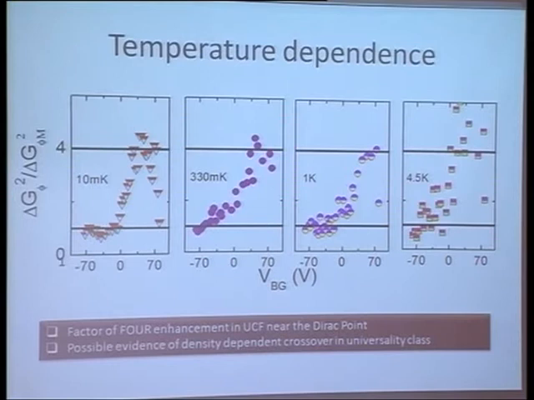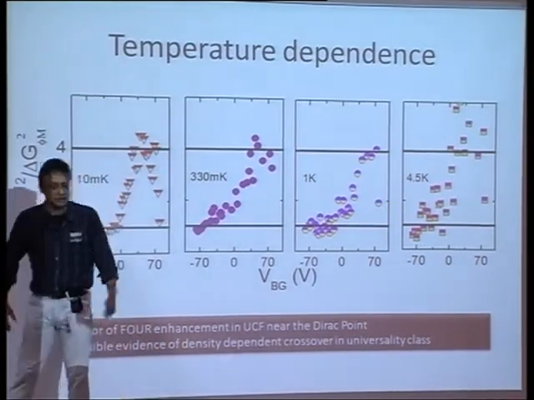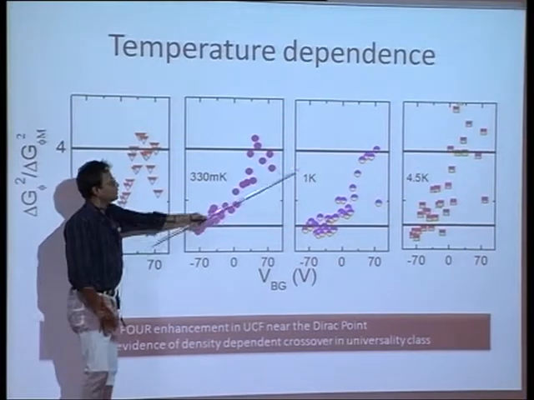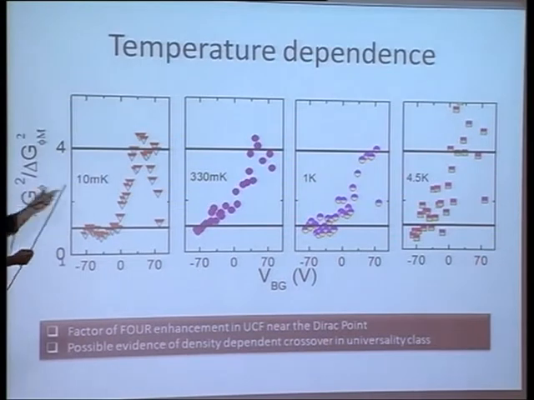This is a temperature dependence. We show that it's a perfectly robust effect, in which this is 10 millikelvin, this is 300 millikelvin. At 4.5 kelvin, the measurement becomes very difficult, so I just kept it for your reference. But you can clearly see that as a function of temperature, this change in the conductance fluctuations is factor of 4 irrespective of temperature.